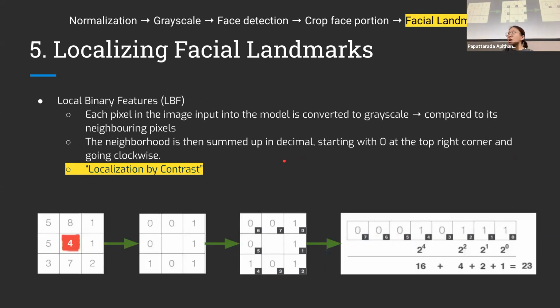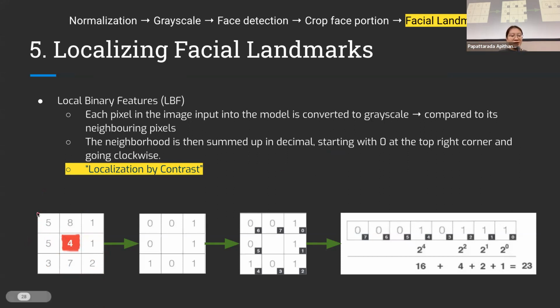So now I'll just go through how local binary features actually works. The most important thing you need to take note of here is that local binary features, as the name suggests, uses a binary system. So what do I mean by this? We'll start off with the diagram in the lower left-hand corner. Each pixel in the image will be converted into grayscale and given a grayscale value.